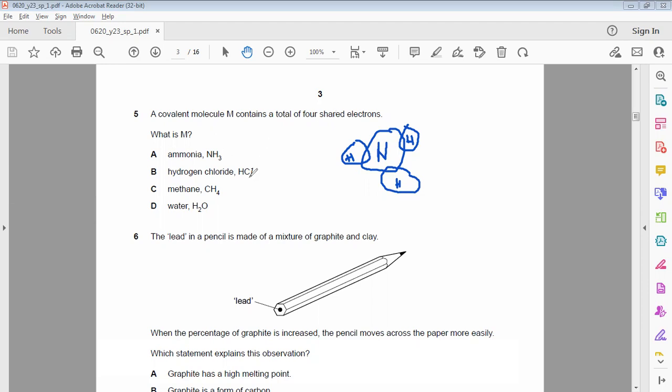So let's see about HCl. We know that in HCl there is a single covalent bond. A single covalent bond means there are only 2 shared electrons. Moving to methane, there are 4 covalent bonds. 4 covalent bonds mean there are 8 shared electrons. So that leaves water. In water, oxygen makes 2 covalent bonds, one with hydrogen on each side. So those 2 covalent bonds result in 4 shared electrons. So the answer is D, water. Let's move on.